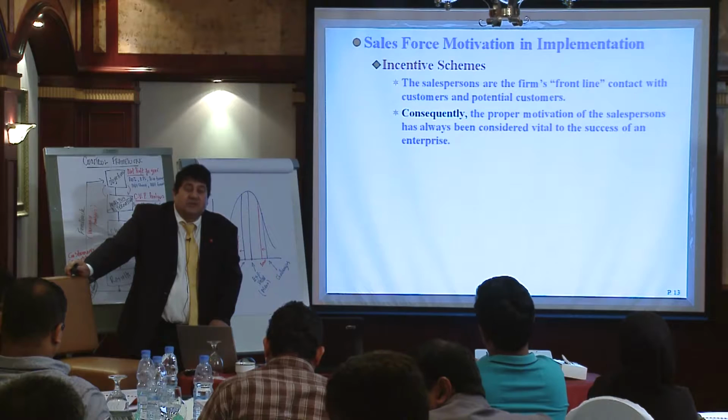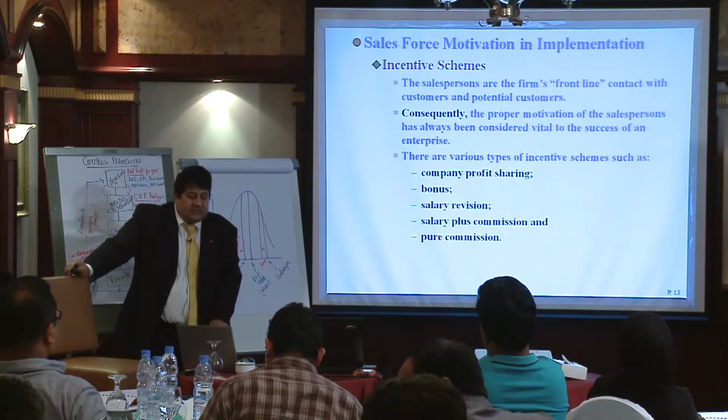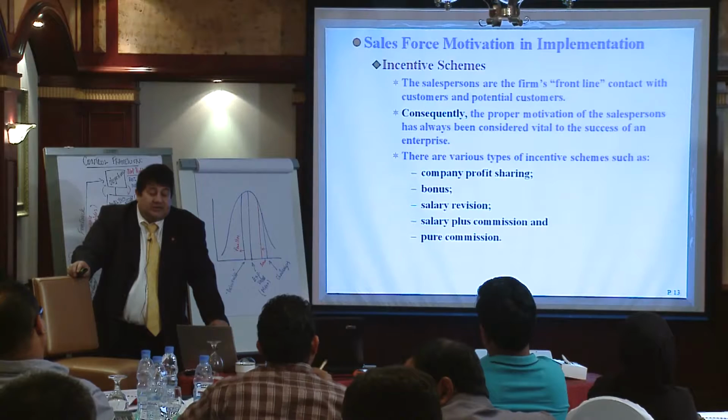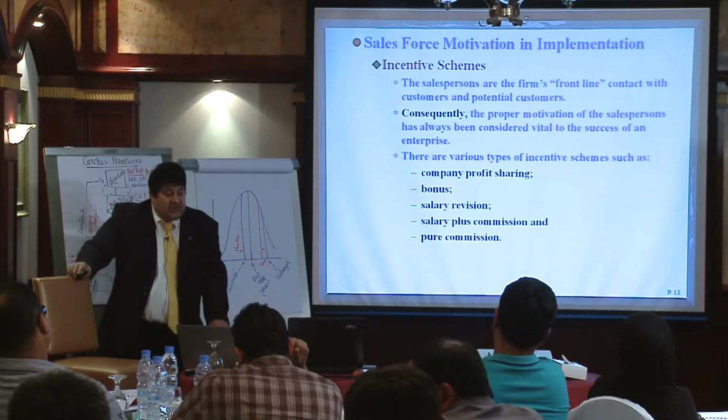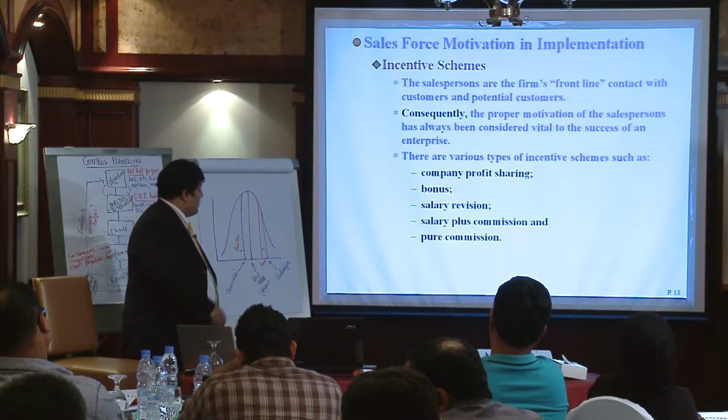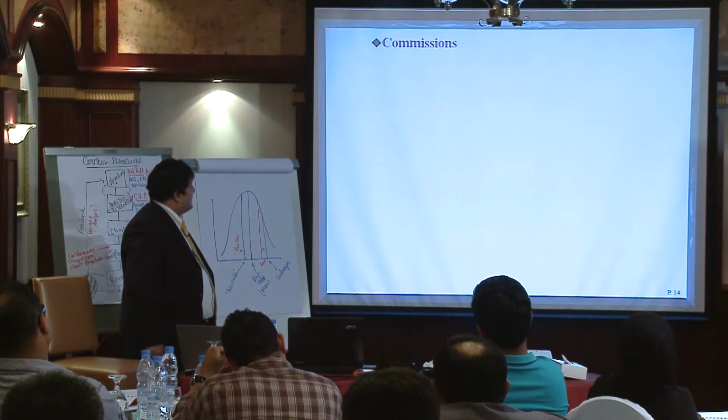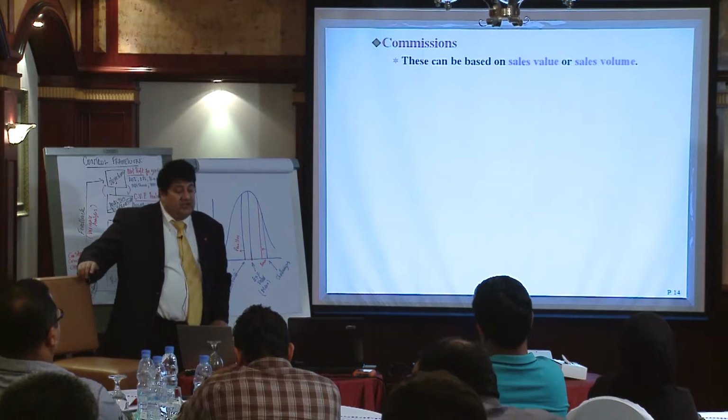There are various types of incentive schemes, such as company profit sharing, that was very good for empowerment situations, bonus, sales revision, salary plus commission, and commission only. Now let's look at two of these methods. One is commission. This can be based on sales volume or sales value.